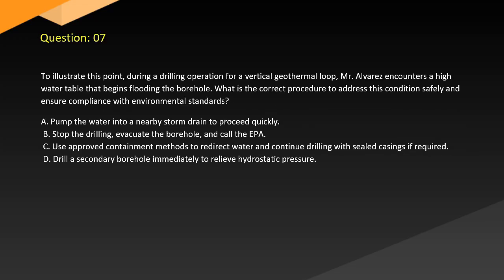Question 7. To illustrate this point, during a drilling operation for a vertical geothermal loop, Mr. Alvarez encounters a high water table that begins flooding the borehole. What is the correct procedure to address this condition safely and ensure compliance with environmental standards? A. Pump the water into a nearby storm drain to proceed quicker. B. Stop the drilling, evacuate the borehole, and call the EPA. C. Use approved containment methods to redirect water and continue drilling with sealed casings if required. D. Drill a secondary borehole immediately to relieve hydrostatic pressure.